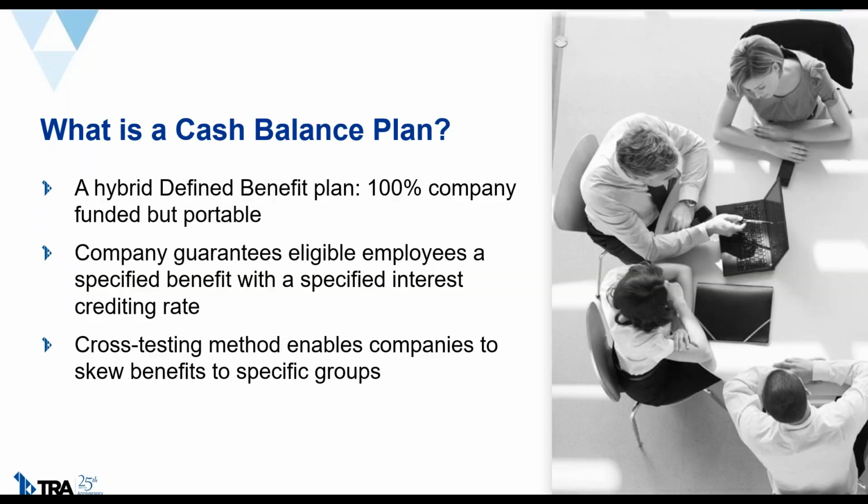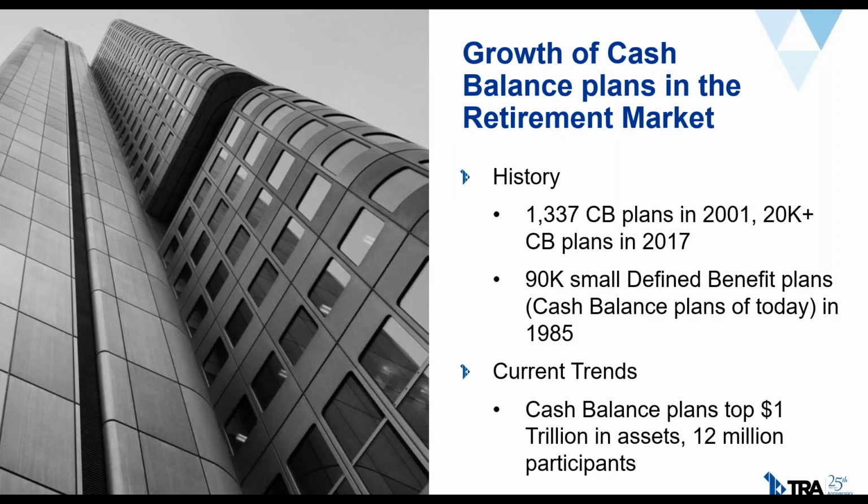So let's move on to the growth of cash balance plans. Historically, small defined benefit plans, like in 1985, there were about 90,000 of them. Cash balance plans in 2001, we only had 1,337. By 2017, more than 20,000, and that trend continues to move forward. Currently, we've got cash balance plans that are well over $1 trillion in assets in this country, with more than 12 million participants. And Professor Markley, I think you might have some information here that is very important if you would share with us.